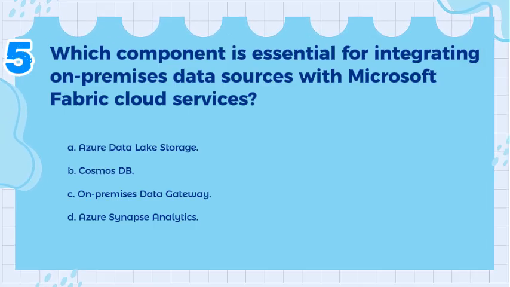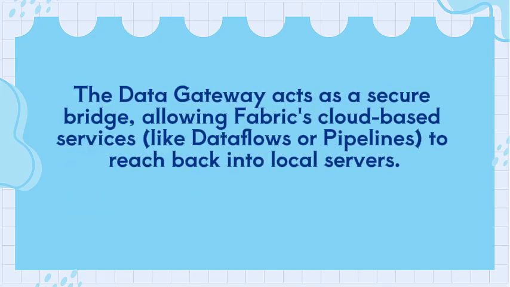The correct answer is C. On-premises Data Gateway. The Data Gateway acts as a secure bridge, allowing Fabric's cloud-based services, like dataflows or pipelines, to reach back into local servers.